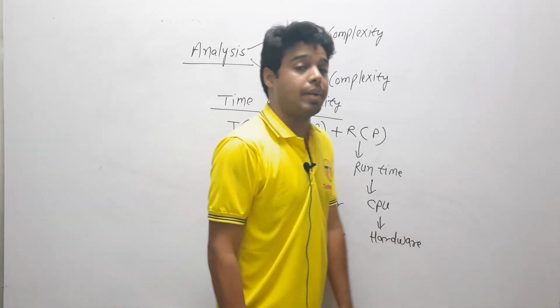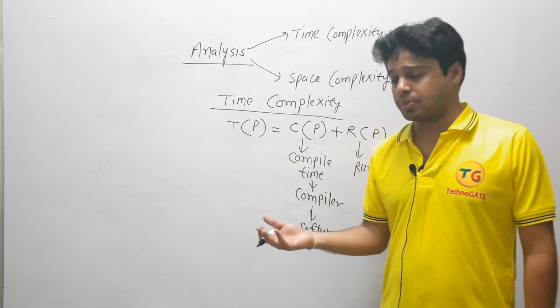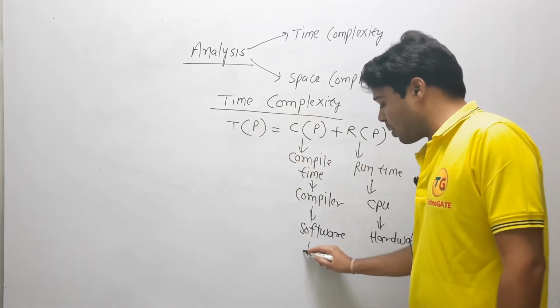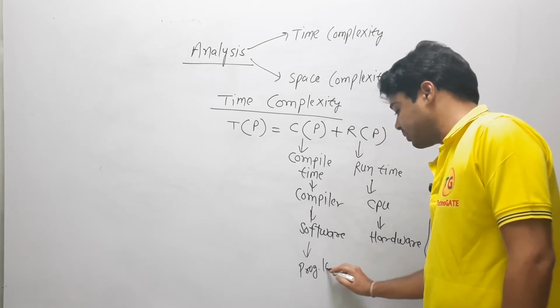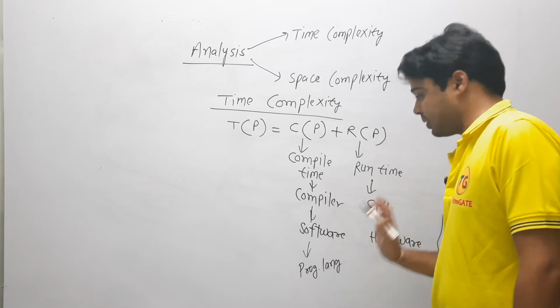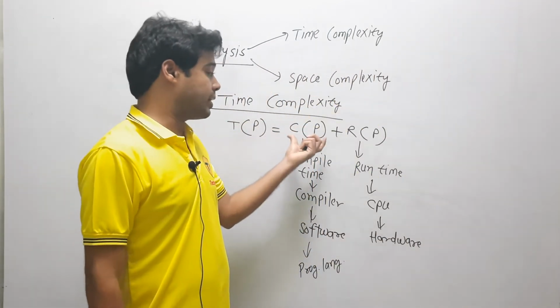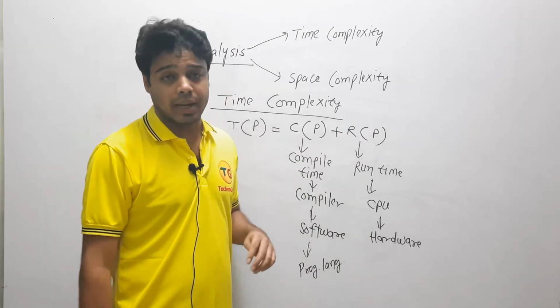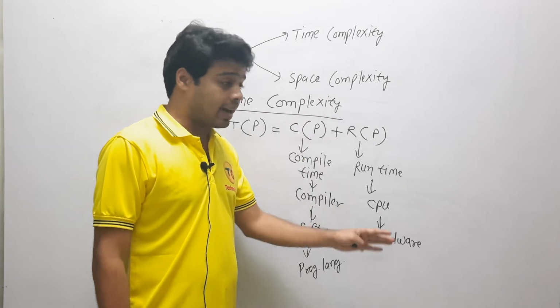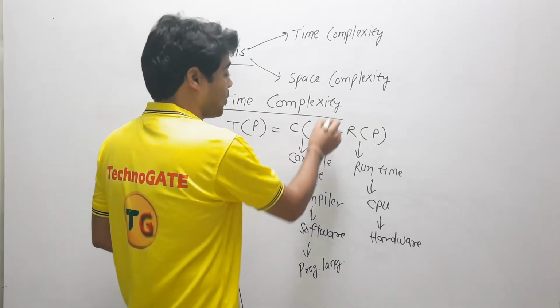Software depends on the programming languages, Java, C, C++. In many programming languages, we can write software. So for time complexity, first of all, compile the program, then run the program. Software includes many programming languages, but runtime includes hardware here. So time complexity depends on the runtime, not on the compile time.